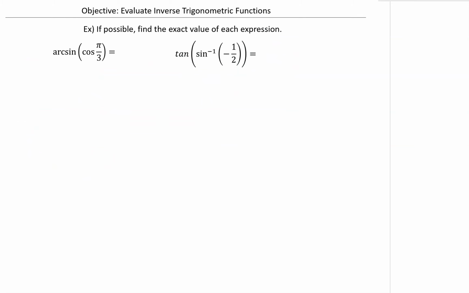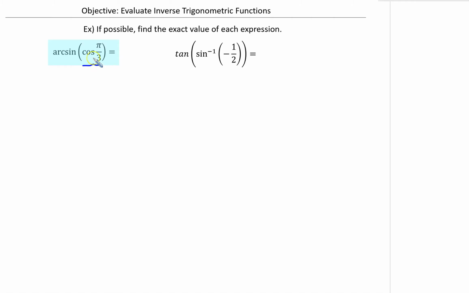A couple more of these types of problems. So here we'll look at this one. This is a mixture of an arcsine and a cosine. So we have arcsine of cosine of pi thirds. So again, we do what's in parentheses first.